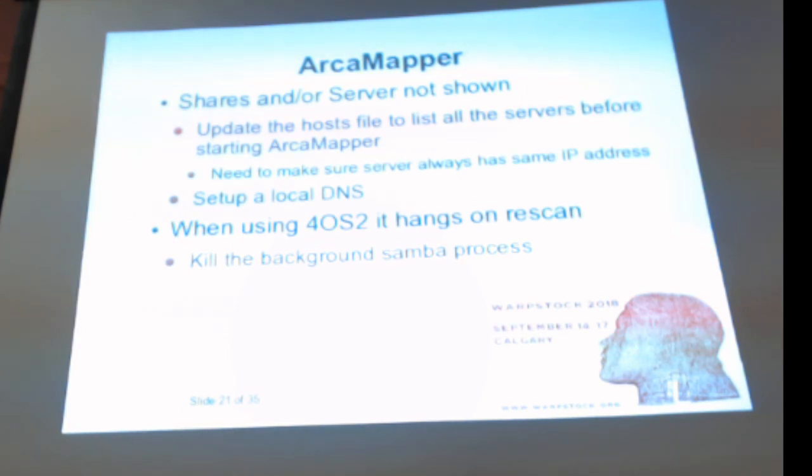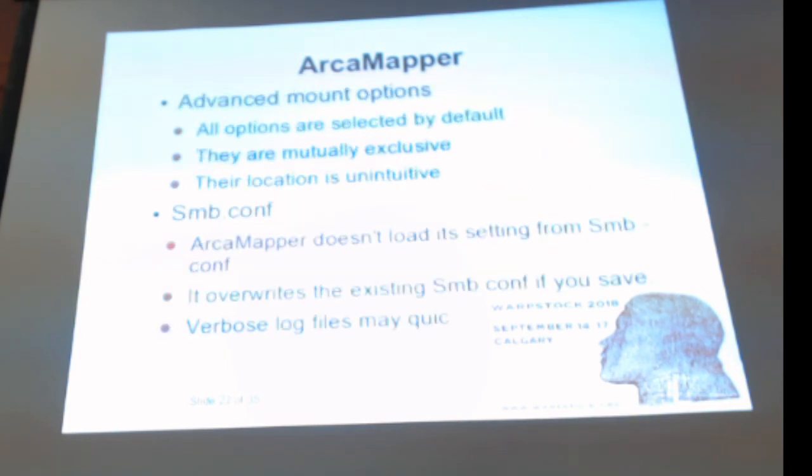And this is another one of the things that does not play well with 4OS2, so you can just go in and kill Samba in the background after it has collapsed. It also has advanced mount options, which, number one, are hard to find, because it's the second page of a notebook, and there's nothing obvious except that you can see page one of two on it. All of the advanced options are selected by default, even though they're mutually exclusive. So I don't know which ones win. So the first thing you want to do is, unless you know you need one or more of them, just go in and uncheck them before you start.